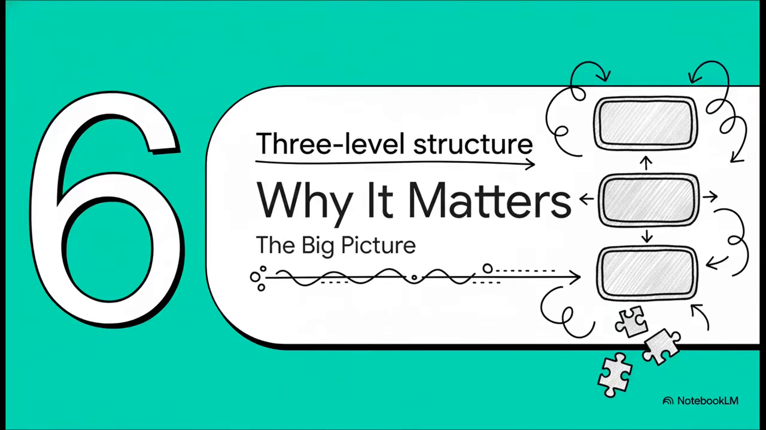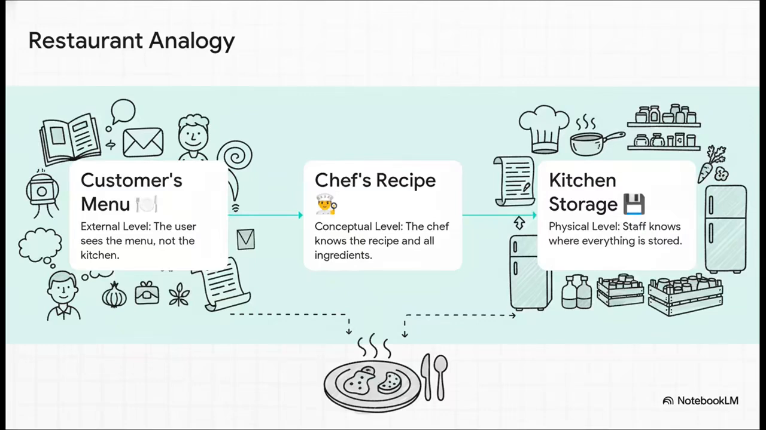So let's wrap this all up. Section 6. Why this architecture matters. Why should you care? Okay, if you remember one thing, remember this restaurant analogy. The customer gets a menu, right? That's the external view. It's simple, it shows you what you need. Then you have the chef in the kitchen who has the master recipe for every single dish. That's the conceptual view, the complete blueprint. And finally, someone in the storeroom knows exactly which shelf every ingredient is on. That's the physical view. Three different jobs, three different perspectives, all working together seamlessly.